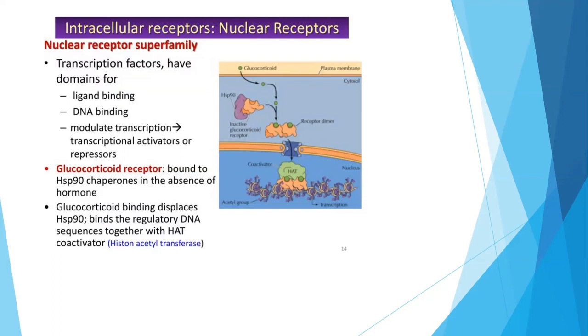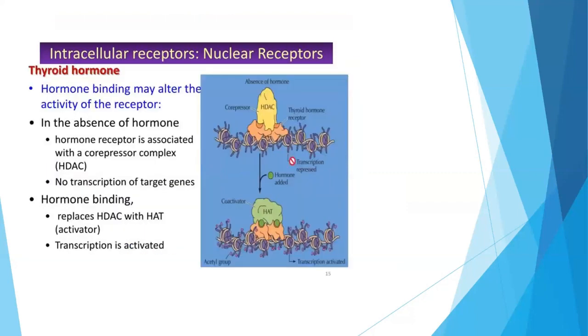The intracellular receptors, for example the nuclear receptors: the nuclear receptor is a superfamily. They are transcription factors and have domains for ligand binding, DNA binding, and modulation of transcription. For example, the glucocorticoid receptor is bound to HSP90 chaperones in the absence of hormone. Glucocorticoid binding displaces HSP90 and binds the regulated DNA sequences together with HAT coactivator. HAT is histone acetyltransferase.